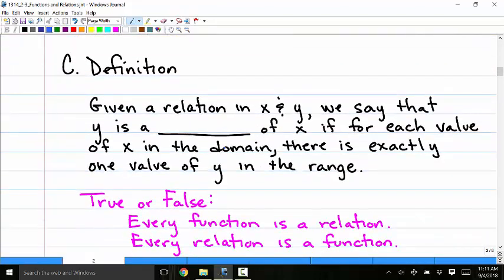Okay, another definition. If you are given a relation in x and y, we say that y is a function of x if for each value of x in the domain there's exactly one value of y in the range. Another way to say that, the x's do not repeat. To be a function, the x's do not repeat.